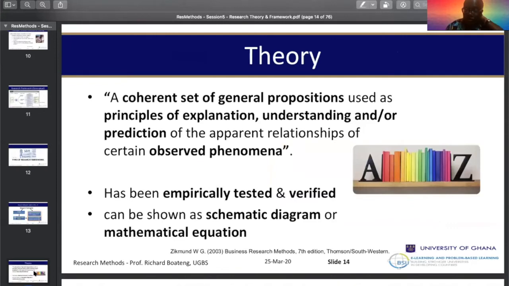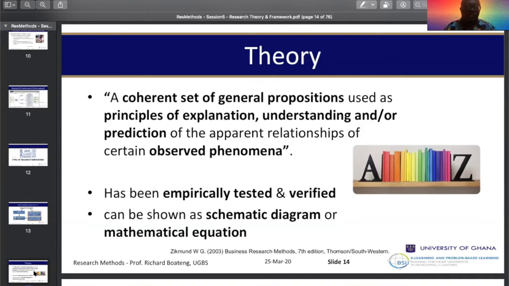Now, because you can build it from the theory perspective, I want to explain what a theory is. A theory is a coherent set of general propositions. When we say coherent set, it means that a theory has things that have come together to become a collective. There is coherency between the general propositions or relationships that have been postulated, which are used as principles of explanation, understanding, and predicting apparent relationships of certain observed phenomena. Now, let me explain it very well.